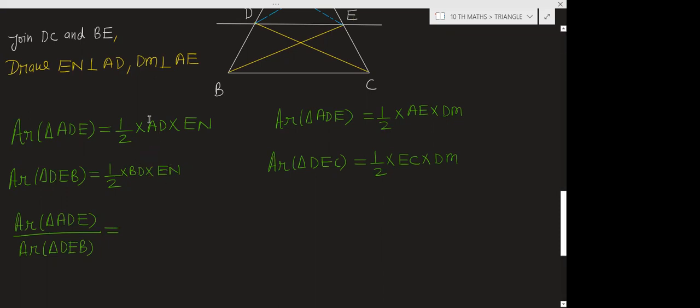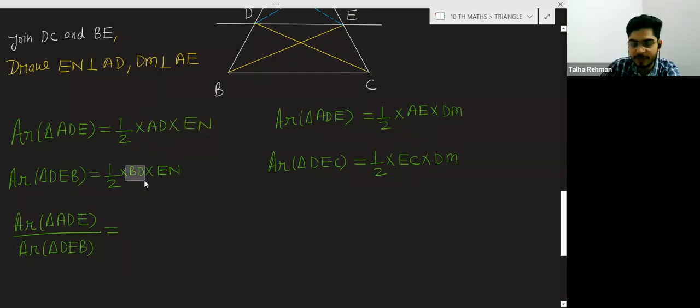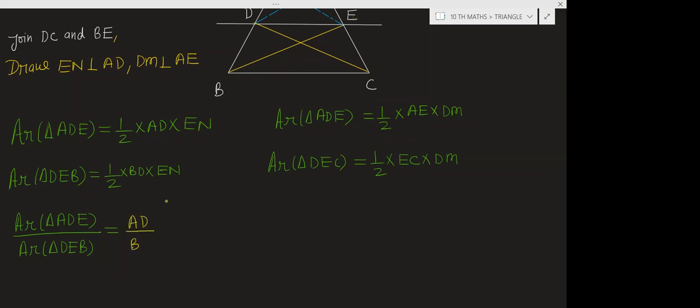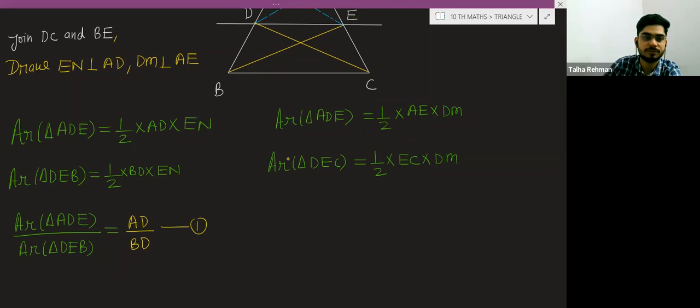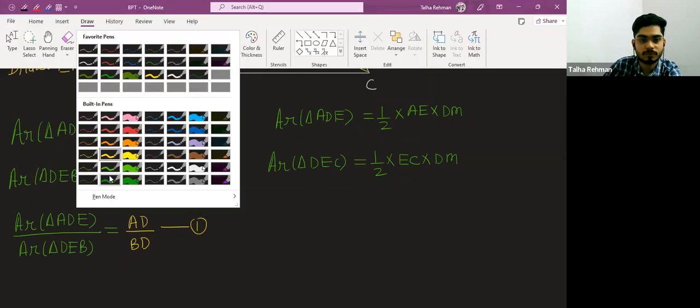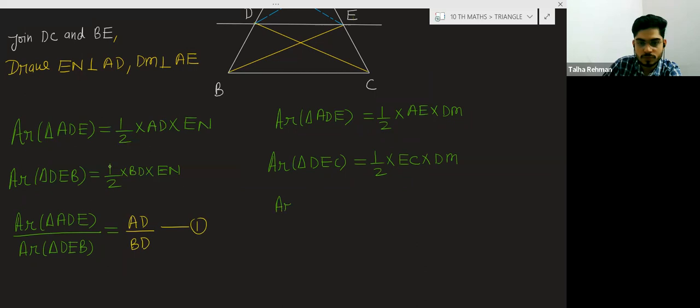Yes, sir. Here will be only AD divided by BD. Can I write directly, na? Yes, AD divided by BD. Okay, this is your equation number 1. Suppose. Now divide this area with this area. So area of triangle ADE divided by area of triangle DEC.